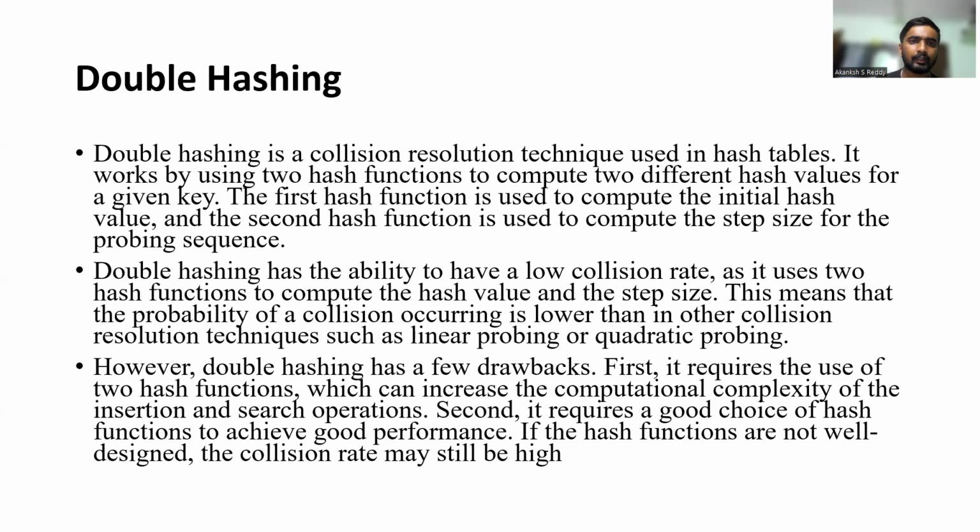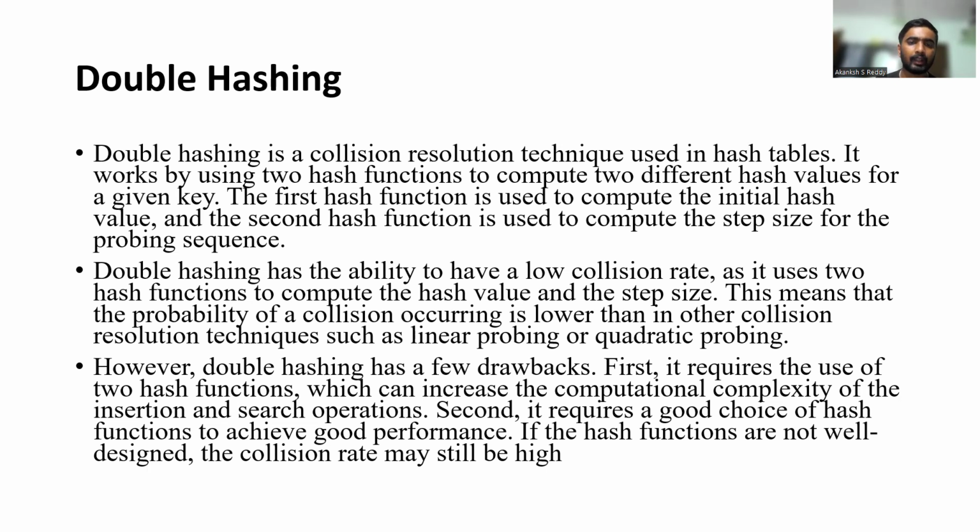Double hashing. Double hashing is a collision resolution technique which is used in the hash table by working with two hash functions to compute two different hash values for a given key. The first function is used to compute the initial hash value. And the second hash function is used to compute the step size of the probe sequence. Double hashing has the ability to have a low collision rate, as it uses two hash functions to compute the hash value and then the step size. This means that the probability of collision occurring is lower than other collision resolution techniques, such as linear probing or quadratic probing.